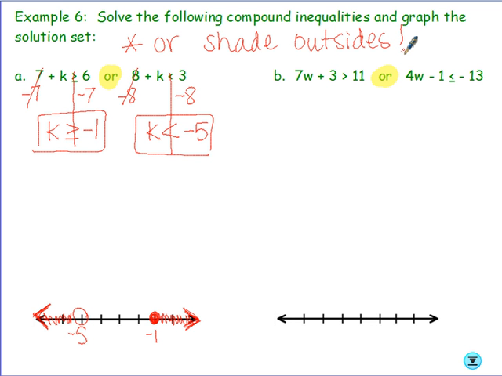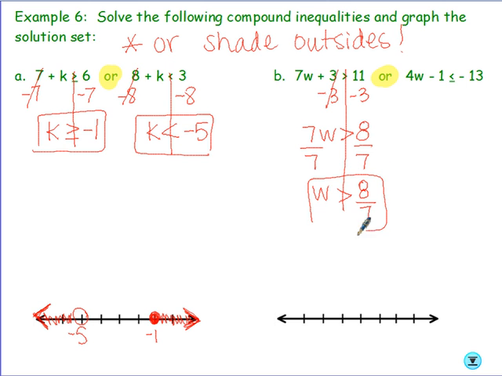All right, let's see how you guys did. I need to move the 3 by subtracting. I am left with 7w is greater than 8. I need to divide by 7. And I get w is greater than, because I did not divide by a negative. That's a positive. 8 divided by 7 is not a pretty decimal, ladies and gents. You need to leave it 8 over 7.